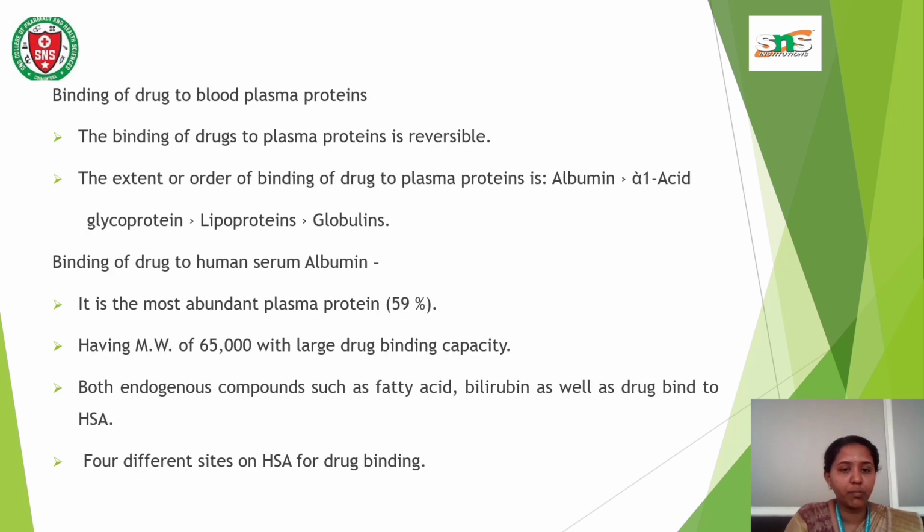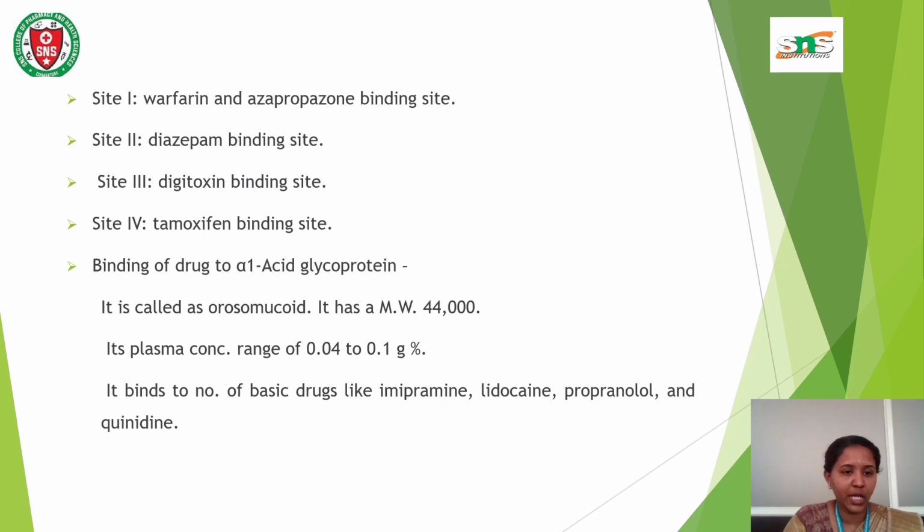Binding of drug to blood plasma protein. The binding of drug to plasma protein is reversible. The order of binding of drug to plasma protein is albumin, alpha-1 acid glycoprotein, lipoprotein and globulins. Binding of drug to human serum albumin: it is the most abundant plasma protein, at 59%. It has a molecular weight of 65,000 with a large drug binding capacity. Both endogenous components such as fatty acids and bilirubin, as well as drugs, bind to HSA. There are four different sites on HSA for drug binding, that is site 1, site 2, site 3 and site 4.